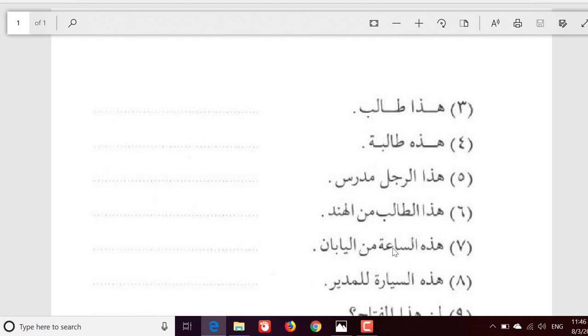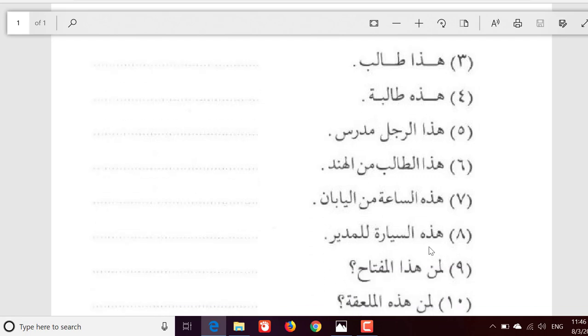هذه الساعة من اليابان. من اليابان. هاتان الساعتان من اليابان. Okay? هذه السيارة للمدير. So هاتان السيارتان للمدير. Okay, that harf al-jar there makes us take the ism majroor. Okay, so these two cars belong to the principal.